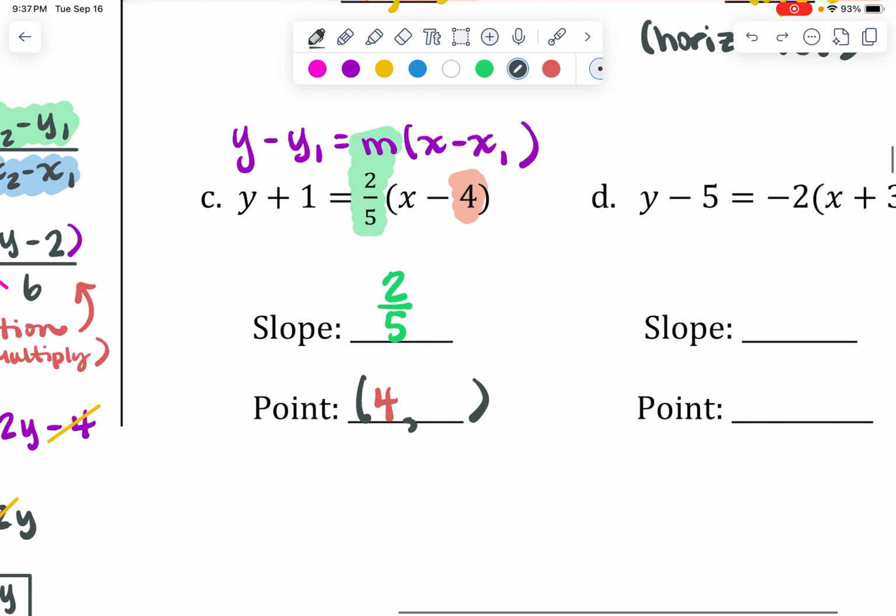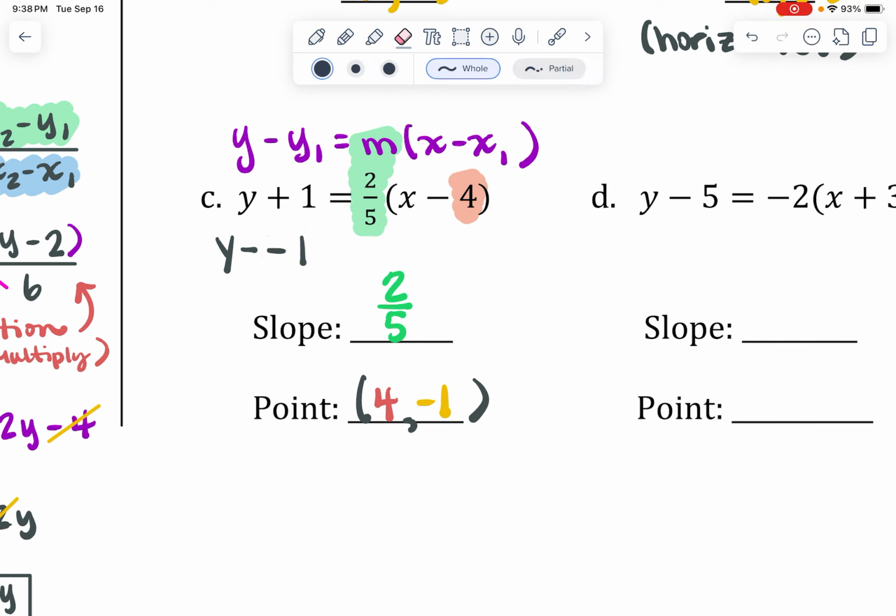And then we have our y1 value, but notice it changed to a plus sign, which means the only way that could have happened is if I took the y minus and I put a -1 behind it. And so my y1 value is -1. Remember, it's always the opposite of the number that you see right here.